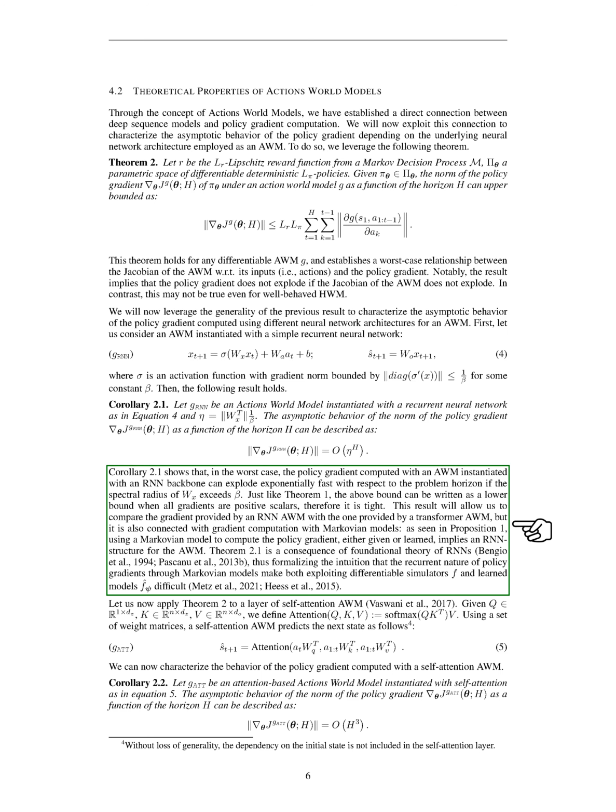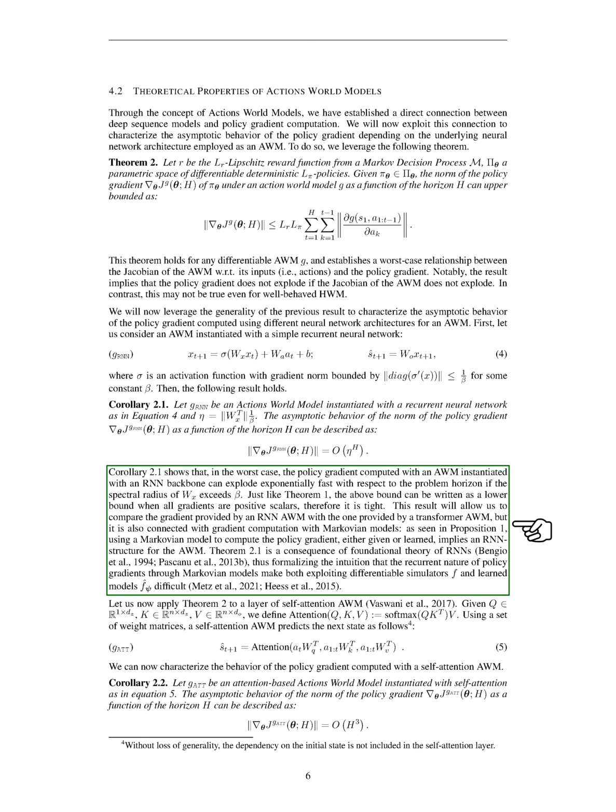Starting with a simple RNN-based AWM, we find that the policy gradient can potentially explode exponentially fast if a certain condition related to the spectral radius of the network is met. This finding is significant as it allows us to compare gradients from RNN-based AWMs with those from transformer-based AWMs, highlighting the challenges associated with gradient computation in Markovian models.